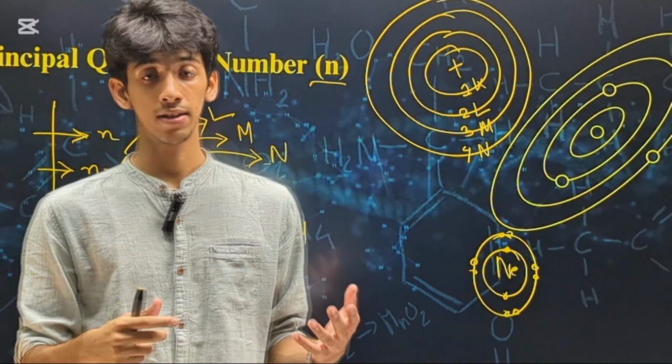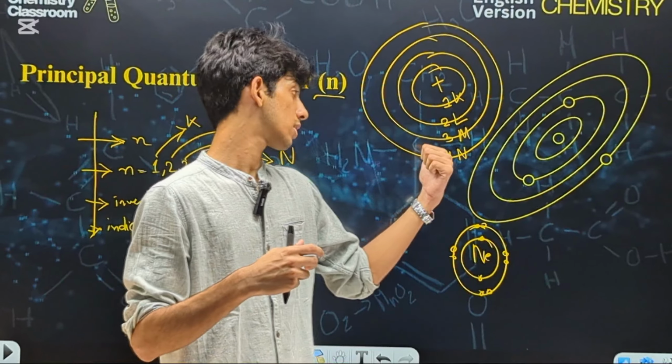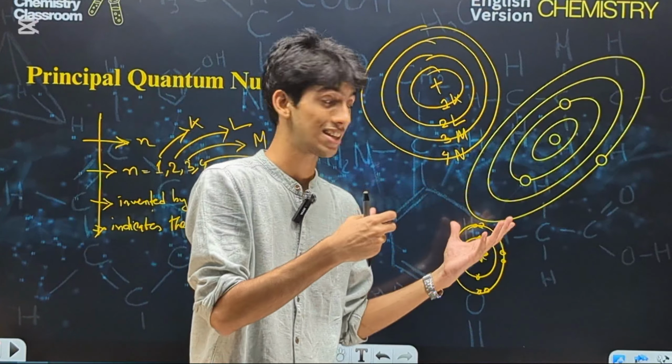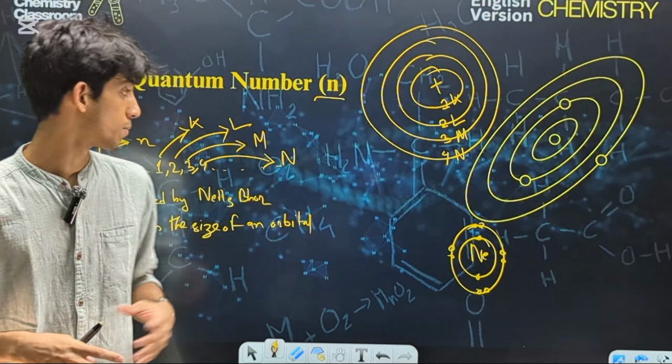So if you ask me that, what is the name of the third shell of an atom, then I will say that it is the M shell you are talking about. So let's go. That's all about the principal quantum number.